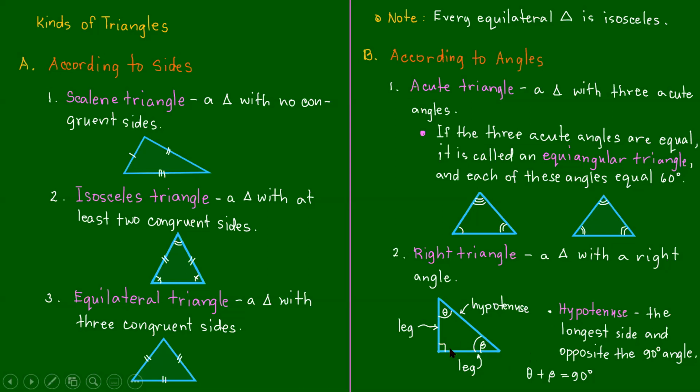facing the 90-degree angle. The acute angles theta and beta, which are denoted here, the sum is 90 degrees, meaning they are complementary angles. Then we have obtuse triangle.